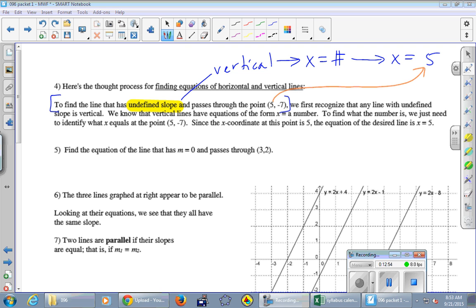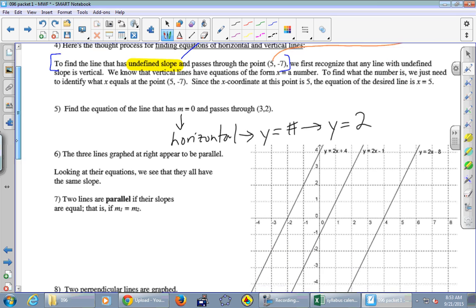Here are the translations we do. M equals 0 describes what kind of special line? Horizontal. Horizontal lines always have what form for the equation? Y equals some number. What is y equal to at this point? 2. That's the answer. And the thought process is pretty much always like that.